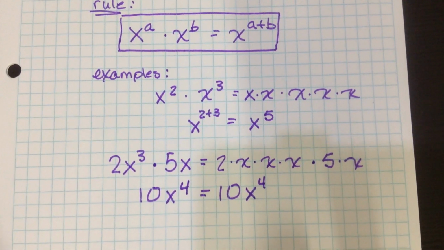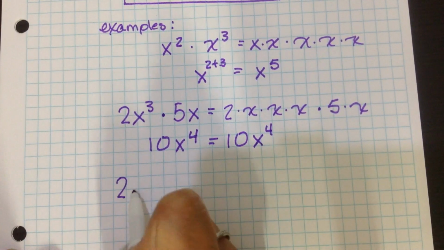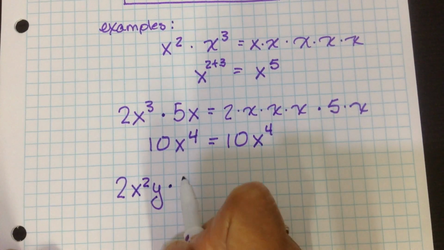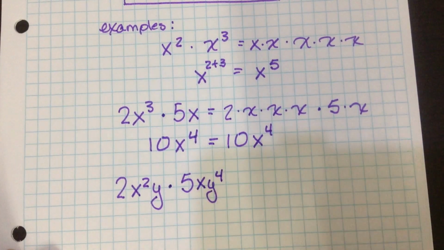Very nice. So I'm going to write one down, and you can try it on your own. Let's say 2x squared y times 5xy to the 4th. So you can pause the video and try it on your own.